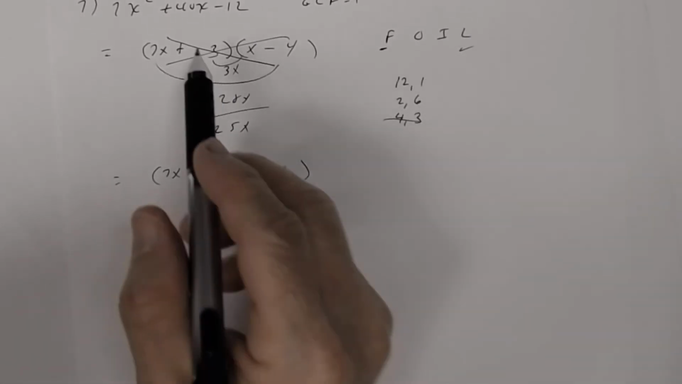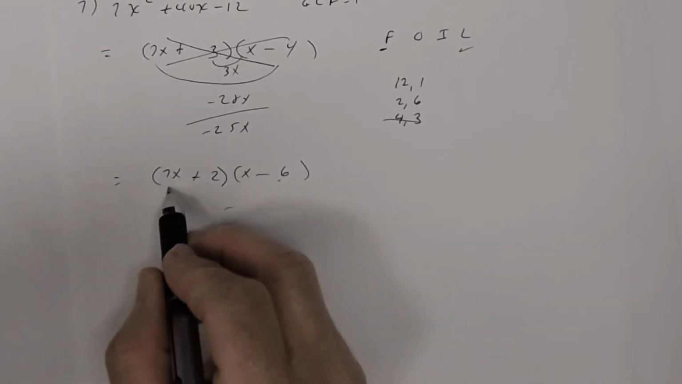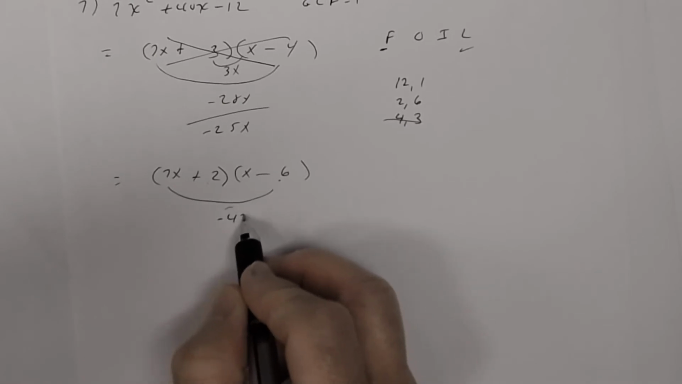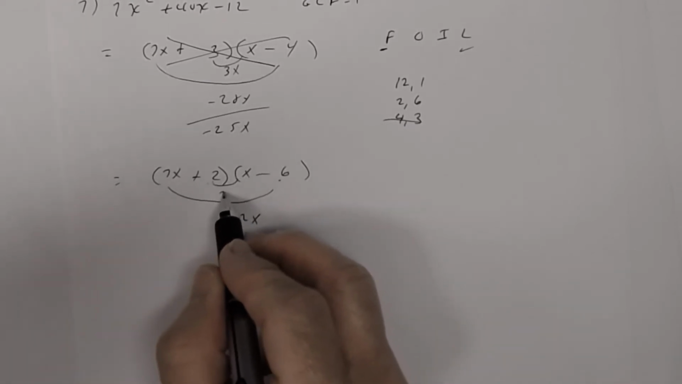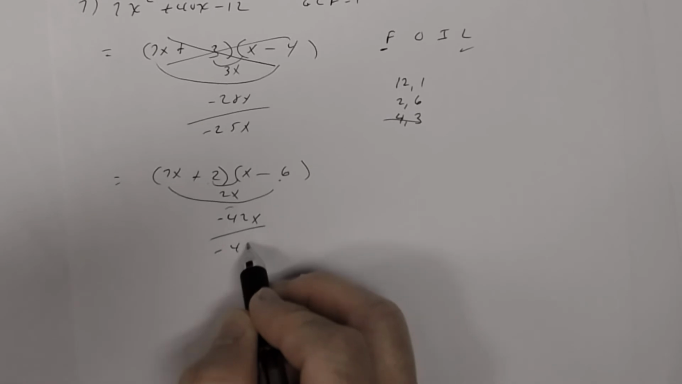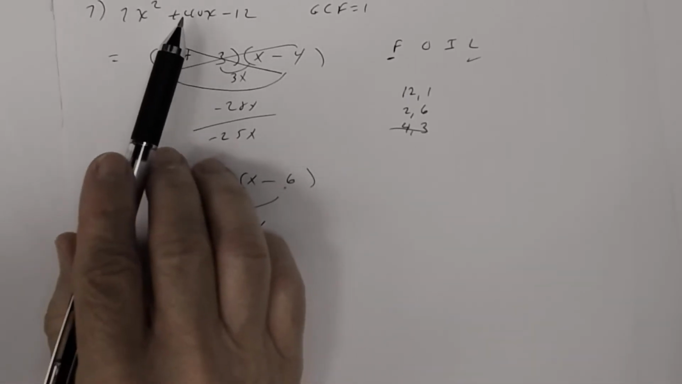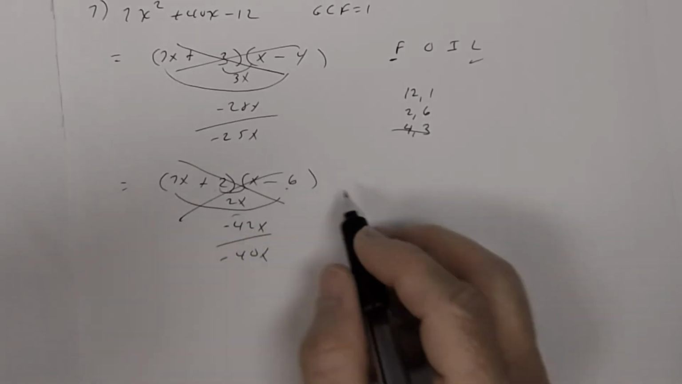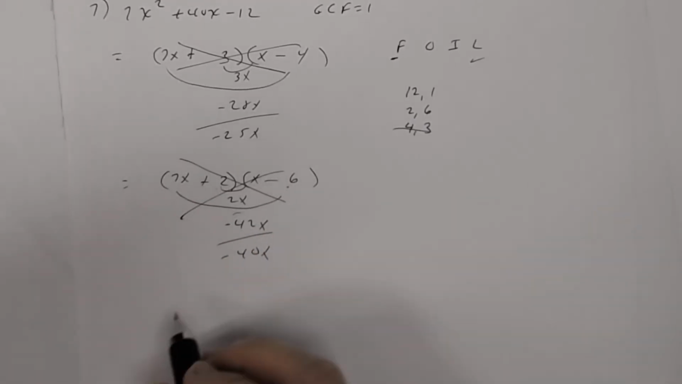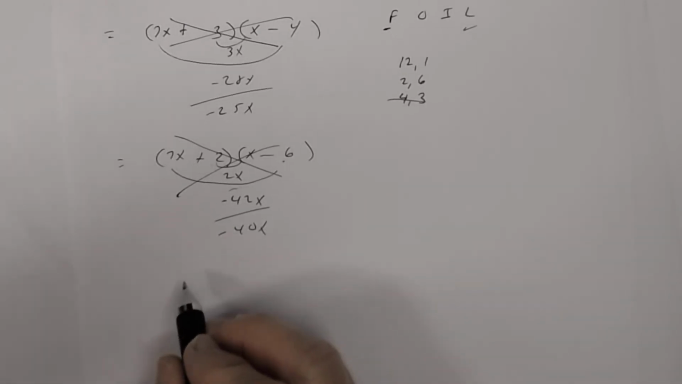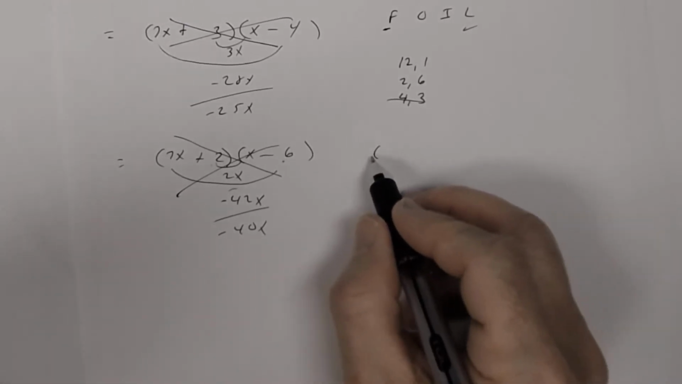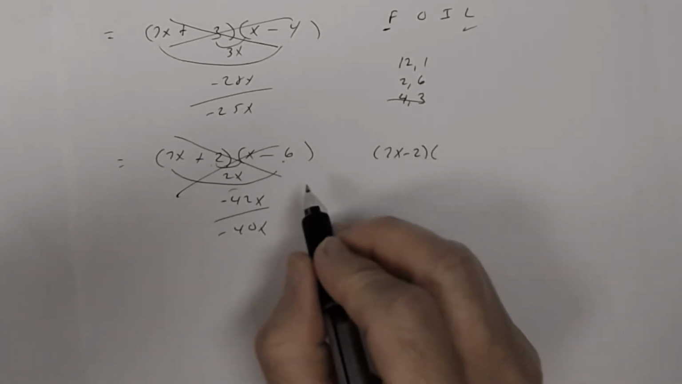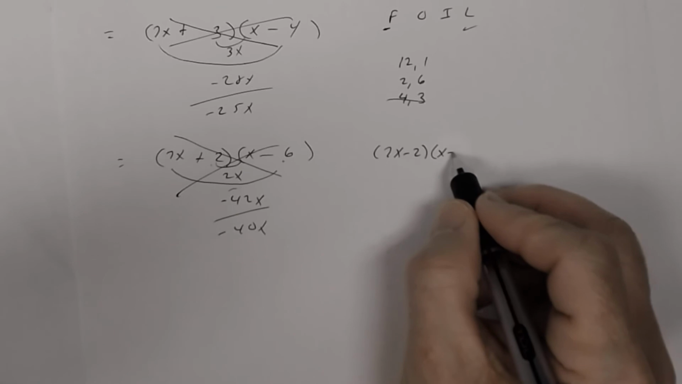Now let's do the outer and inner, because remember you want to get a 40x. So the outer, 7x times negative 6 is a negative 42x. The inner is 2x. When I add them up, I get a negative 40x, which is not what I wanted, but those are opposites. So all I do is change the signs. So that's not going to work. But I know what is going to work. Instead of saying 7x plus 2, we're going to say 7x minus 2. Instead of saying x minus 6, I'm going to say x plus 6.